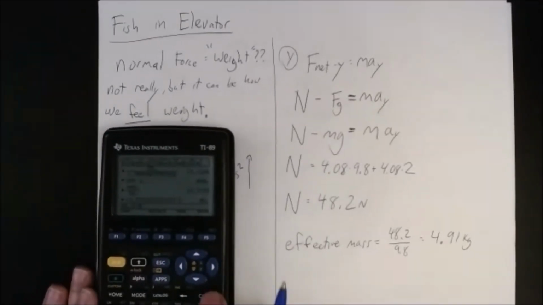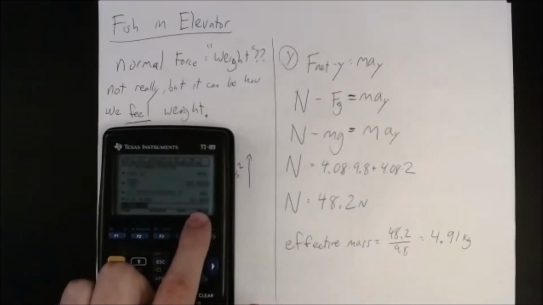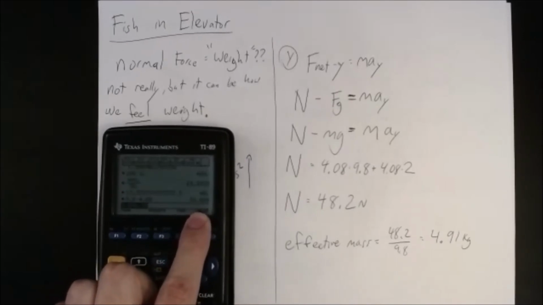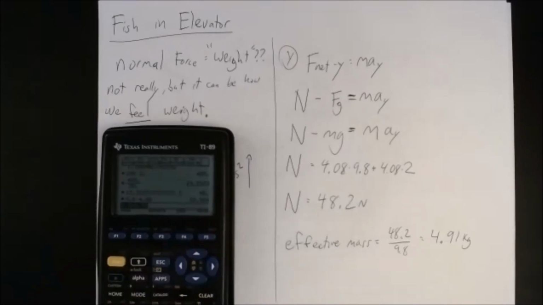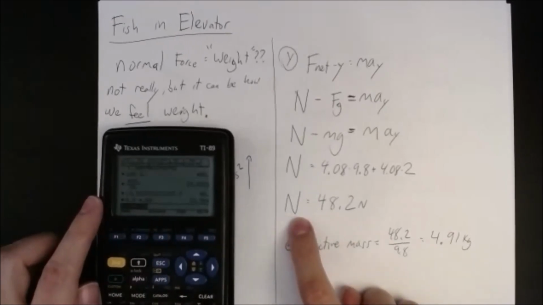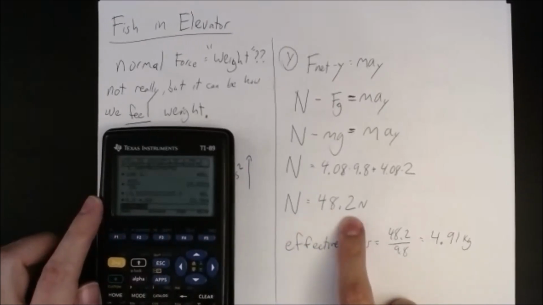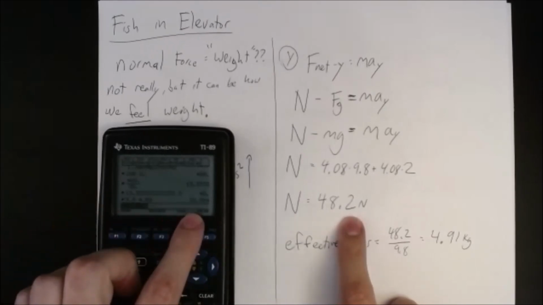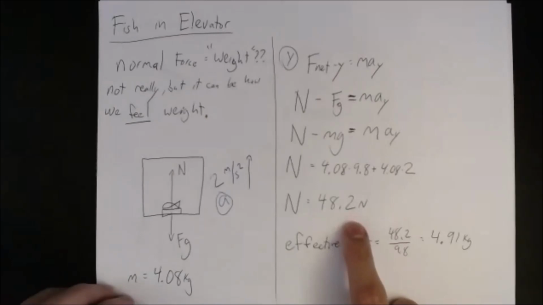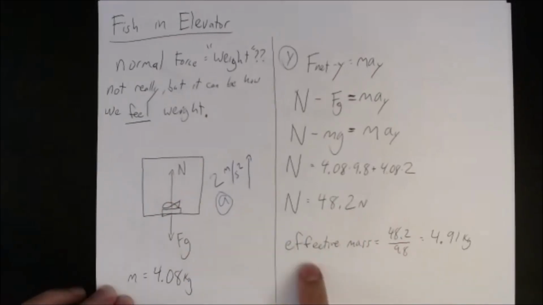But let's take just 9.8 times 4.08. The normal force on the fish should be 39.984. I guess I was taking 40. So it should be about 40 newtons if it's just 9.8 times 4.08. But the normal force is 8.2 newtons larger than what we would expect. That 8.2 newtons larger than what we would expect would get translated into what the scale reads and give you an effective mass.